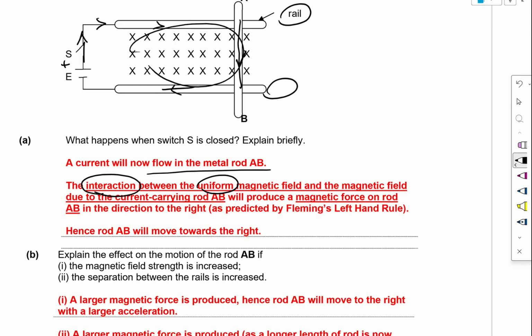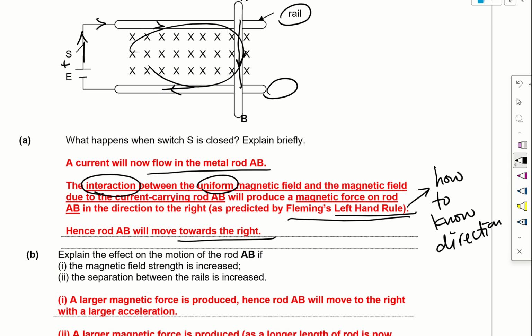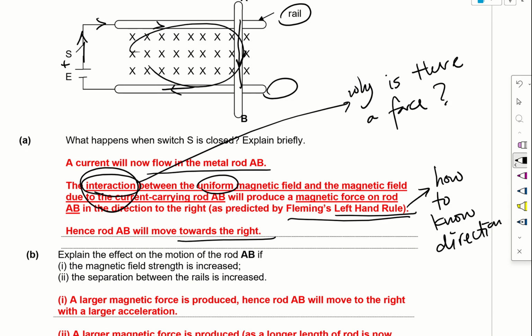Okay, so if we use Fleming's left hand rule, we will know that the force will cause AB to move to the right. Why is there a force on AB? Due to the interaction of the magnetic fields. How do we know the direction? By Fleming's left hand rule. So this is how we know the direction. But why is there a force? It is due to the interaction. Okay, so these are different kinds of questions.